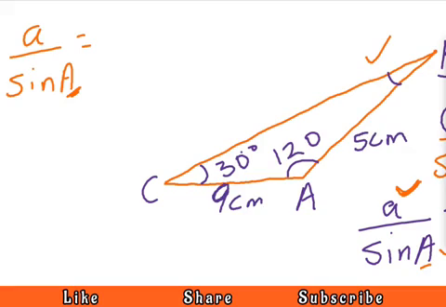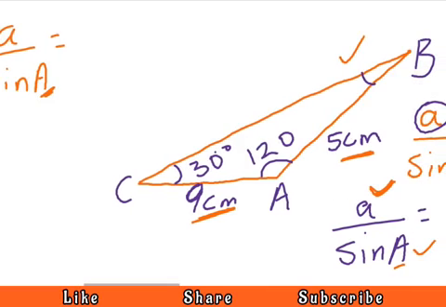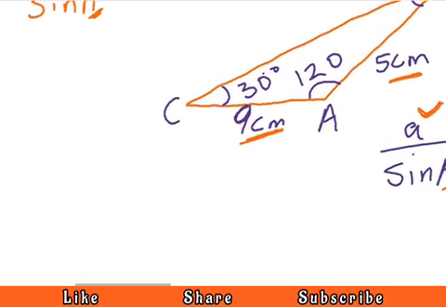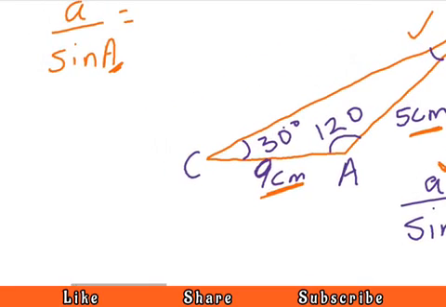Now this is another case where we are now given side B to be 9 cm, and we are given side C to be 5 cm. And then we are expected to find angle B. This time around, we are expected to find what? To find angle B. Now, again, by inspection, do you think we can use the sine rule?